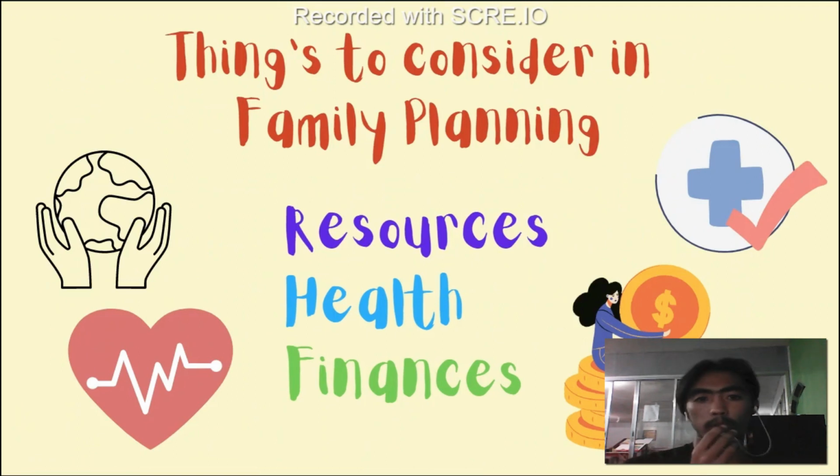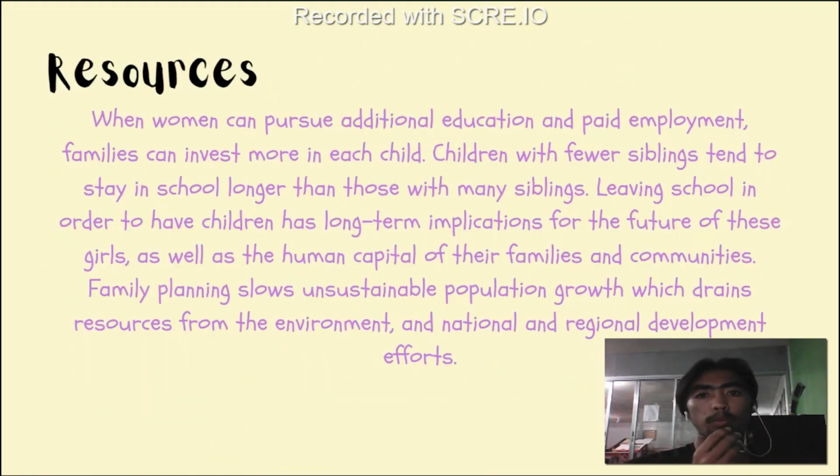Things to consider in family planning. First, we have the resources. When women can pursue additional education and paid employment, families can invest more in each child. Children with fewer siblings tend to stay in school longer than those with many siblings. Leaving school in order to have children has long-term implications for the future of these girls, as well as the human capital of their families and communities.